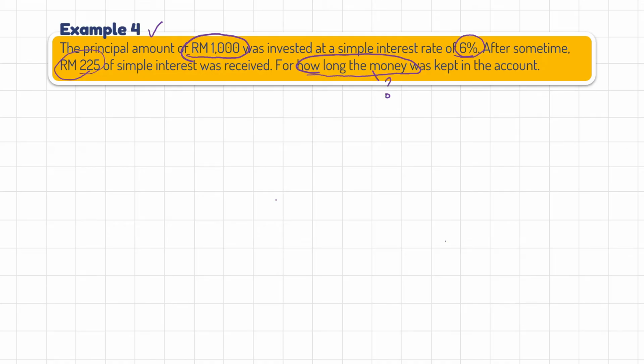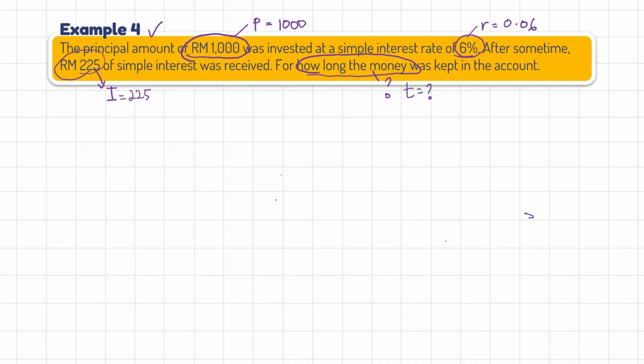So from the question, we can see that RM1000 is principal. So this is P. Next, we have 6%. Obviously, this is our R, 0.06. Next information is 225 of simple interest was received, this is capital letter I. As you can see, the one that we need to find is how long the money was kept in the account, which means we need to find T.